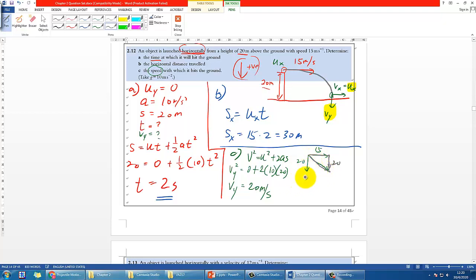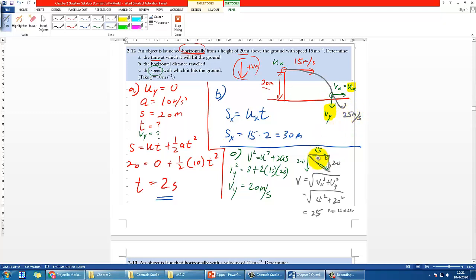Then you can find this length simply using Pythagoras' theorem. Therefore V equals root Vx squared plus Vy squared, which equals root 15 squared plus 20 squared, and by calculator the answer is 25. That means when it hits the ground, it is hitting with 25 meters per second.